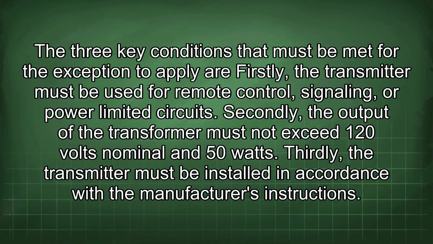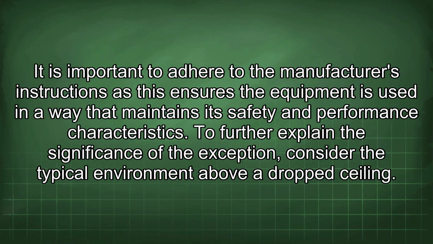The 3 key conditions that must be met for the exception to apply are: firstly, the transmitter must be used for remote control, signaling, or power-limited circuits. Secondly, the output of the transformer must not exceed 120 volts nominal and 50 watts. Thirdly, the transmitter must be installed in accordance with the manufacturer's instructions. It is important to adhere to the manufacturer's instructions, as this ensures the equipment is used in a way that maintains its safety and performance characteristics.